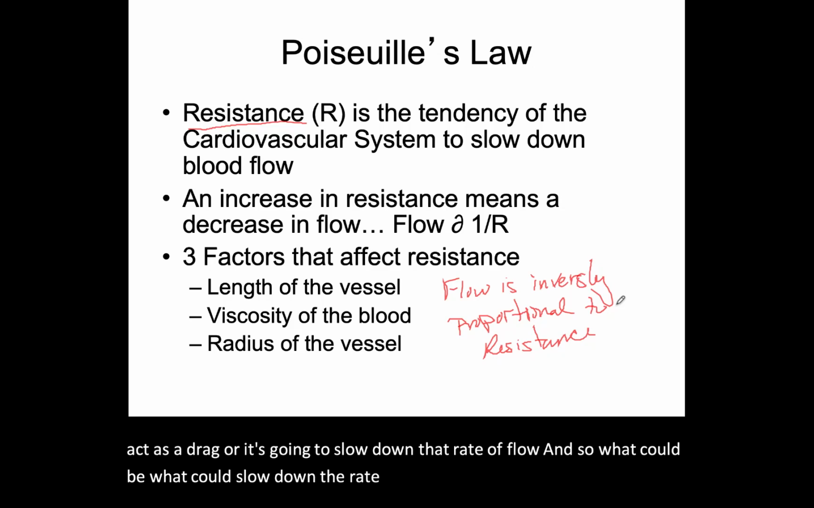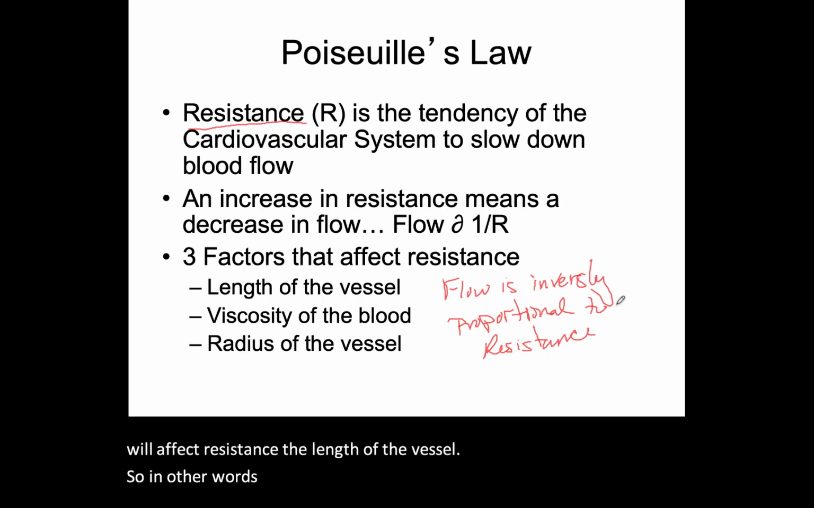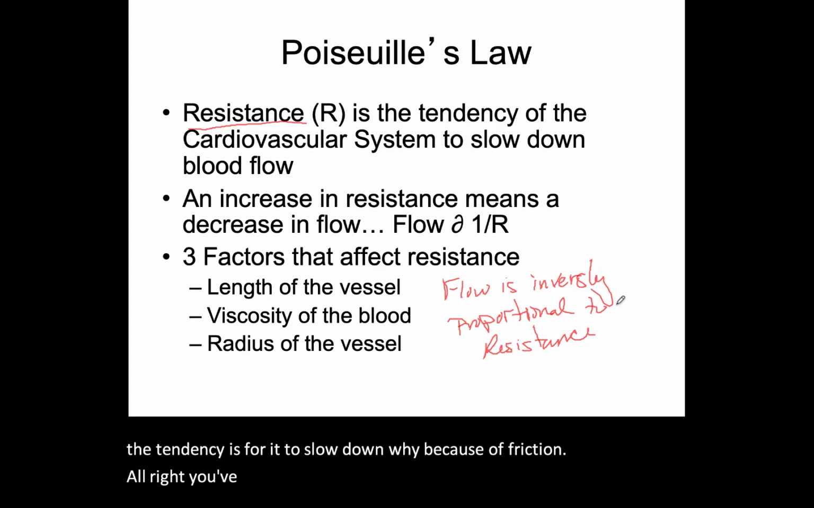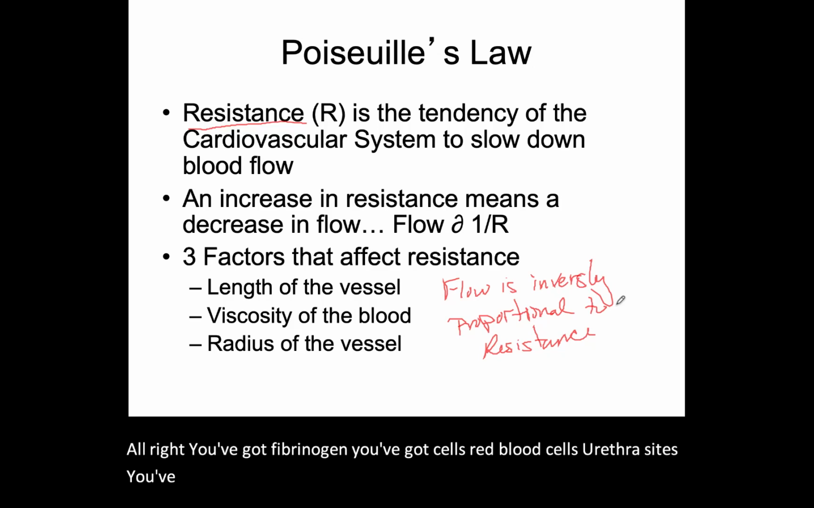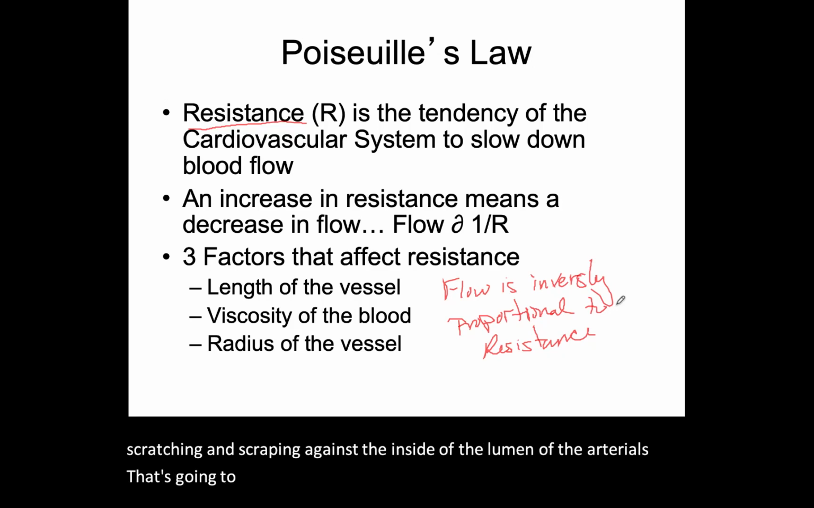Well, there are 3 factors that will affect resistance. The first is the length of the vessel. In other words, the longer the blood is flowing through the system, the tendency is for it to slow down. Why? Because of friction. You've got fibrinogen, red blood cells, erythrocytes, leukocytes, all these various things scratching and scraping against the inside of the lumen of the arterioles. That's going to create resistance and force it to slow down.